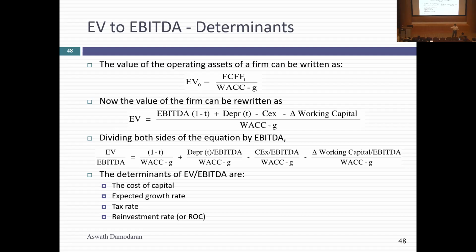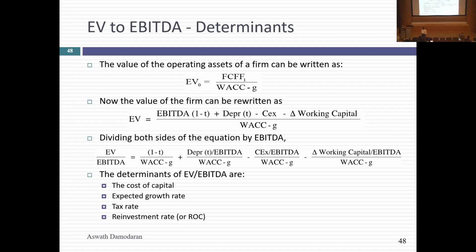It makes my algebra a little easier if I have EBITDA on the right-hand side as well. So EBITDA times (1 minus T) plus depreciation. Trust me, it is exactly the same thing as your traditional free cash flow to the firm calculation. Then I divide both sides of the equation by EBITDA.